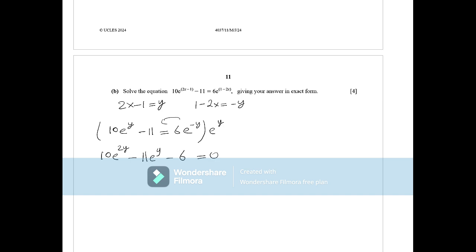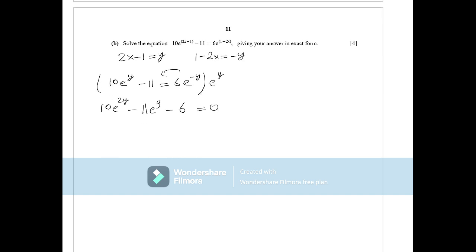I brought this to the side. Here you can see you have e to the 2y and e to the y. You can say e to the y is equal to u. So this is 10 u squared minus 11 u minus 6 is equal to 0. And this is a quadratic equation. We need to figure out the roots though.